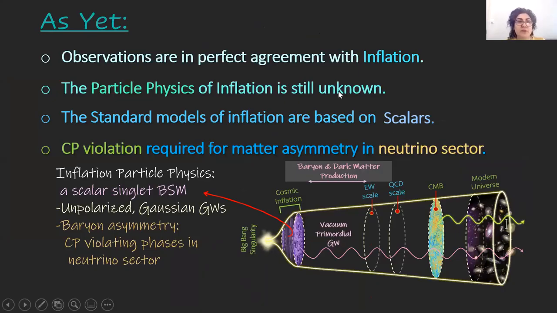Okay, so up to here, we realize that observations are in perfect agreement with the concept of inflation. The particle physics of inflation is still unknown, but the standard models of inflation are based on scalar fields. Something I should mention here is that in order to explain the matter asymmetry in the universe, we need some source of CP violation. But since parity and CP are assumed to be symmetries of inflation, it must happen after inflation, most probably from the neutrino sector. Also, inflation predicts primordial gravitational waves, which are unpolarized and Gaussian. And as I told you, the baryon asymmetry requires some CP-violating phases that should happen after inflation.